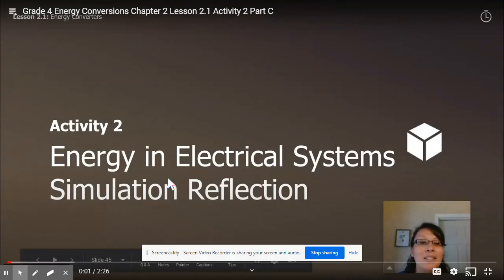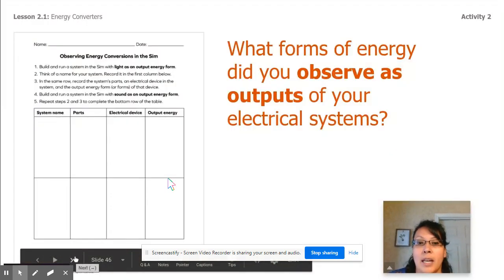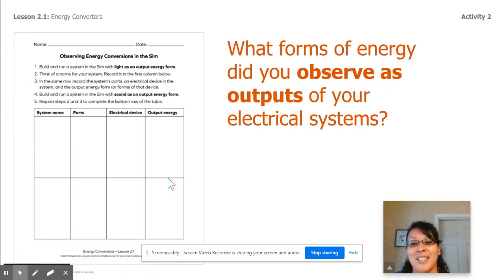Welcome to 4th grade science. We're in energy conversions, chapter 2, lesson 1. We're in activity 2, and we're going to be doing a simulation reflection. So if you have not done the sim that was required of you, I'm going to ask you to stop and then go back to the previous activity where it says sim in it, because this isn't going to make sense to you if you didn't do it. So here are some questions.